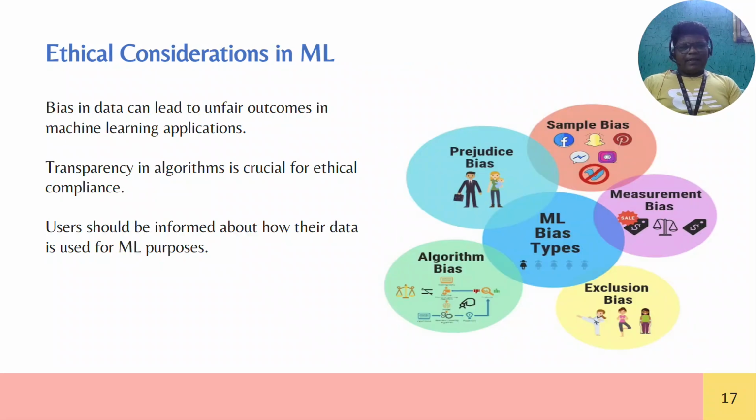Ethical considerations in ML. Bias in data can lead to unfair outcomes in machine learning applications. Transparency in algorithms is crucial for ethical compliance. Users should be informed about how the data is used for ML purposes.